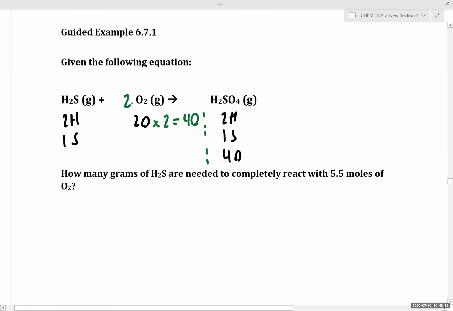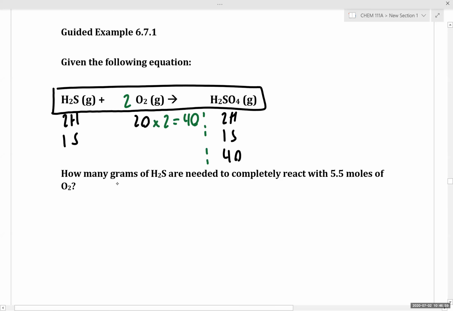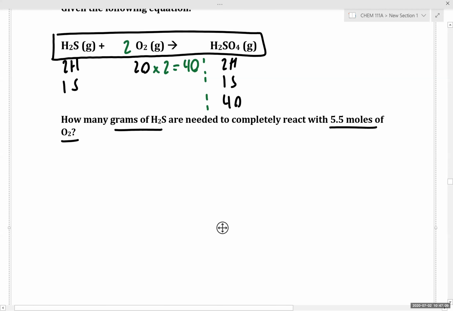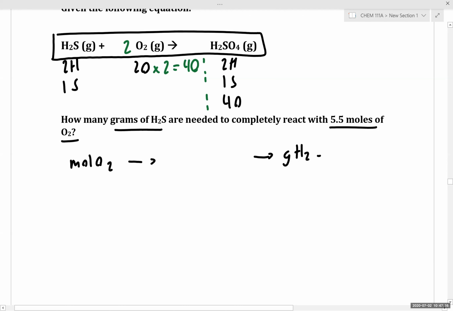Okay, perfect. So now that we have our balanced equation in place and ready to go, we're asked how many grams of hydrogen sulfide are required to completely react with 5.5 moles of oxygen. Okay, so we're going from moles of oxygen, and our end goal is grams of hydrogen sulfide. So what is our intermediate stepping stone? What units are we going to go through in this problem?